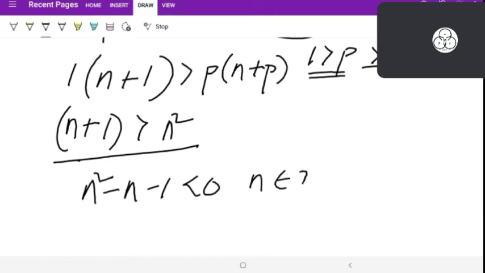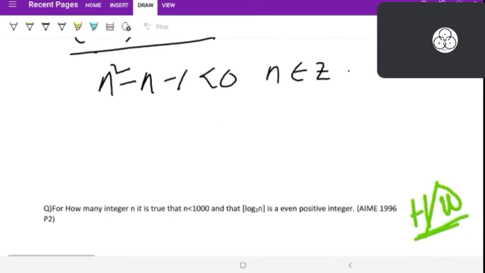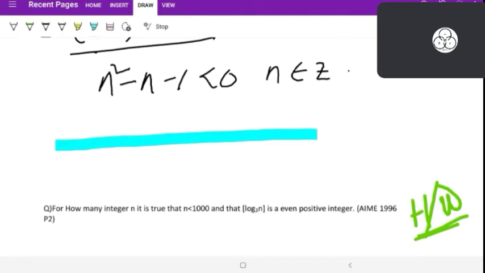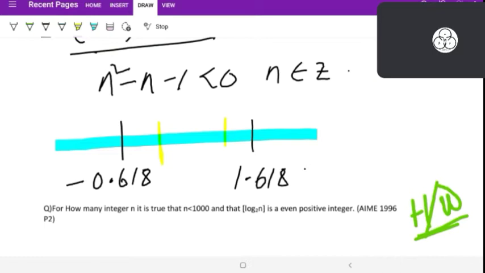N belongs to integer. Now applying the wavy curve, I'm just giving you the approximate roots. Find out the roots and apply wavy curve. The roots are approximately -0.618 and 1.618. Now n belongs to integer. What are the integral points in this region? This is 0 and 1. So n equals 0, 1.